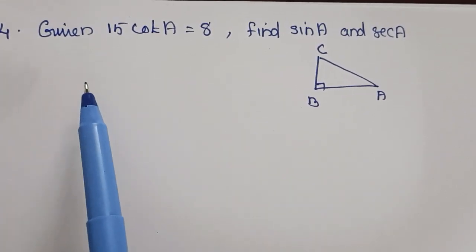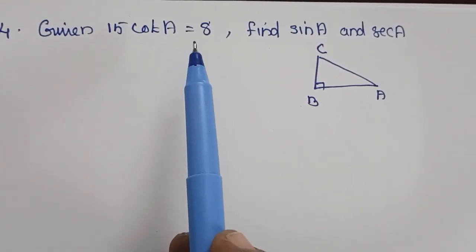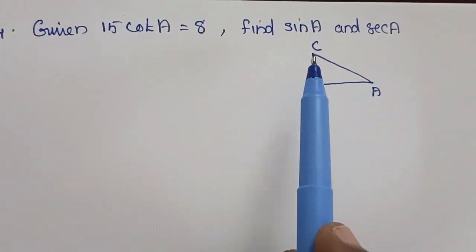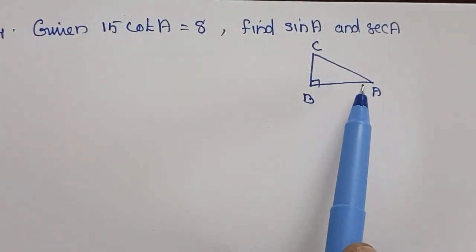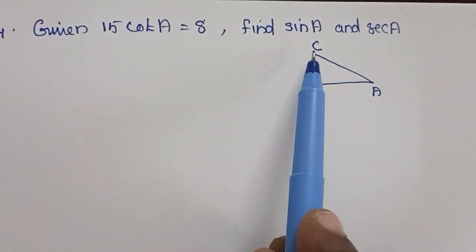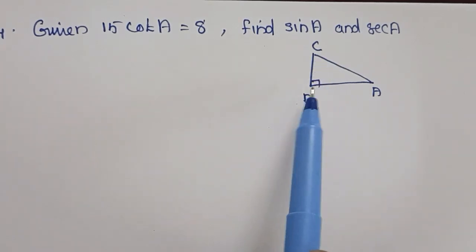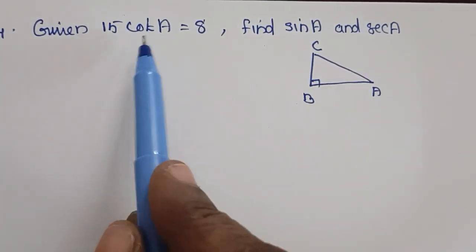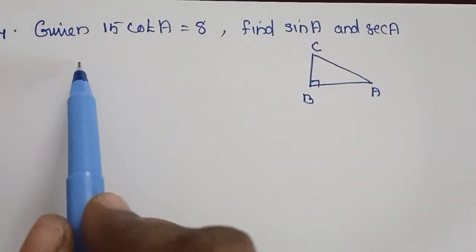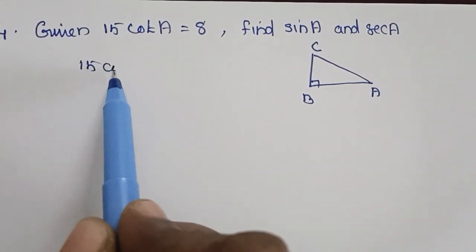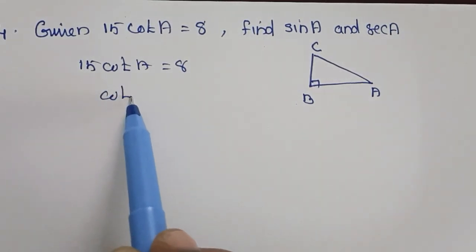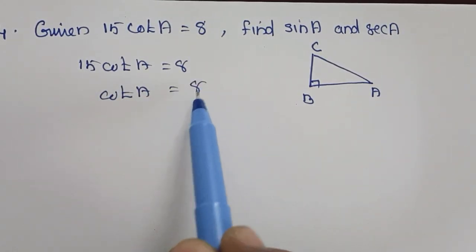Next question. Given 15 cot A equal to 8, find sin A and cosec A. So draw a right triangle, take one acute angle as A, and here I am taking right triangle ABC, right angle at B, and acute angle A. Now 15 cot A equal to 8, it is given. Therefore cot A equal to 8 by 15.